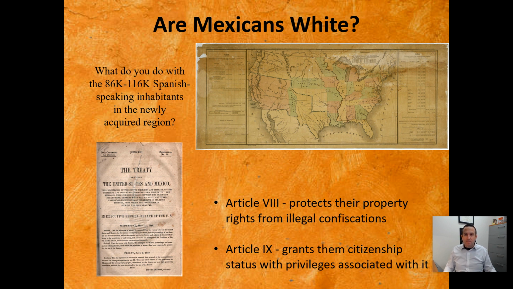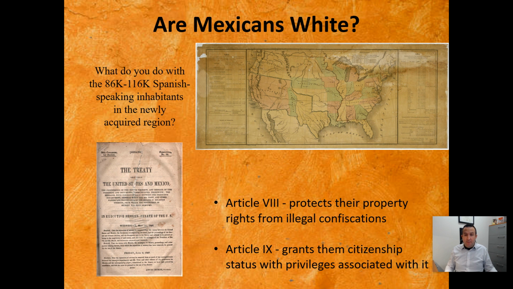Also, Article 9 grants them citizenship with all privileges associated with it. So, right to property, life, liberty, pursuit of happiness, all these things, voting rights. These are all things that are granted via the Treaty of Guadalupe Hidalgo. And again, this is all negotiated. This is done in a negotiation with Mexico and the United States to guarantee the rights of the people.